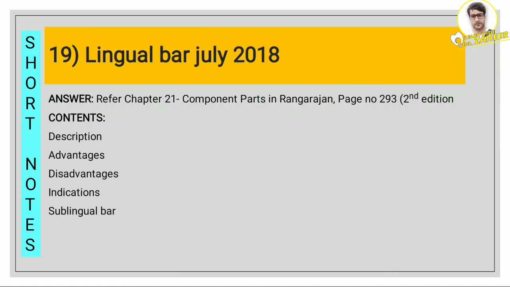Lingual bar. For lingual bar you have to refer chapter 21, page number 293. First write a small description on lingual bar, then write the disadvantages and advantages and indications, and also mention about the sublingual bar.